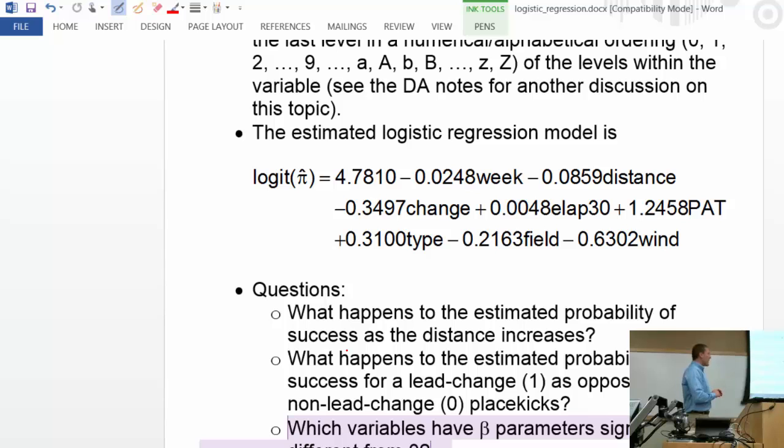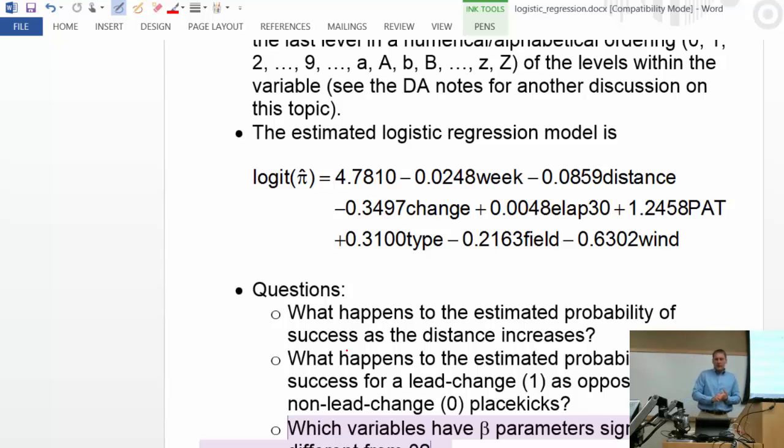So given then this model, what happens to the estimated probability of success as the distance increases? Is the probability of success going up or down? Going down, because we have a negative coefficient on distance. Remember the discussion from our last class regarding that. And hopefully that makes sense. As you get farther away from the goalposts, it's going to be more difficult to make the place kick.